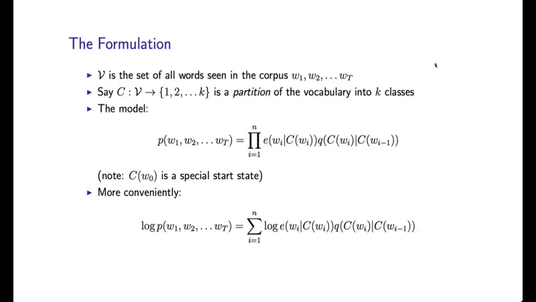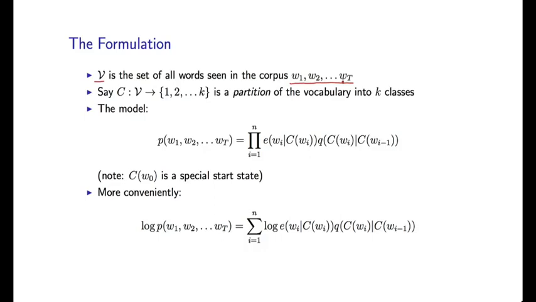So now let's look at the formulation underlying the Brown algorithm. We'll use script V to refer to the set of all words seen in the corpus, i.e. this is going to be our vocabulary, and we'll assume that the corpus consists of a sequence of words w1 through wT. For convenience, I'll assume that we don't have individual sentences, we just have one very long sequence of words. Think of this as the entire corpus concatenated. It's a minor detail whether we split this into sentences or not.